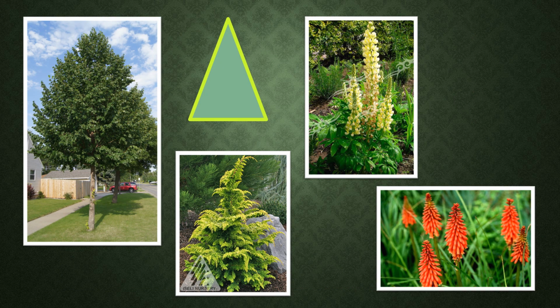So let's look at some different plants and how we can add those shapes and form into our landscape. We've got trees that are triangular in shape. This little conifer down below is also quite triangular in shape. As I mentioned, lupins and delphiniums often have that primary flower that's so much taller than the secondary flowers, so you get that triangular shape. And the Kniphofia, the red hot poker, each individual bloom has almost a triangular shape to it.